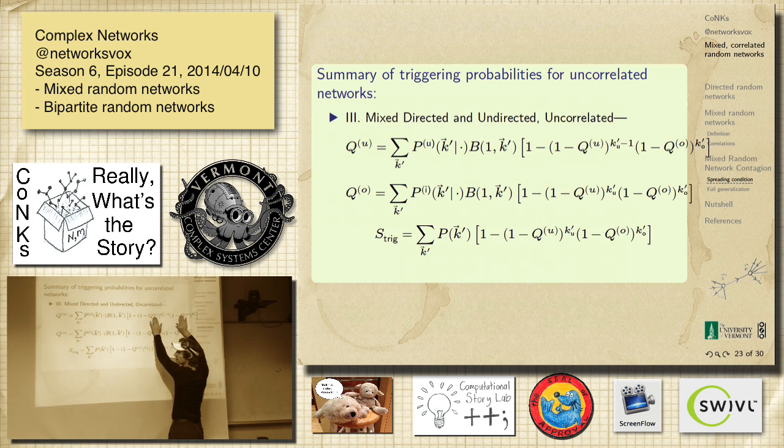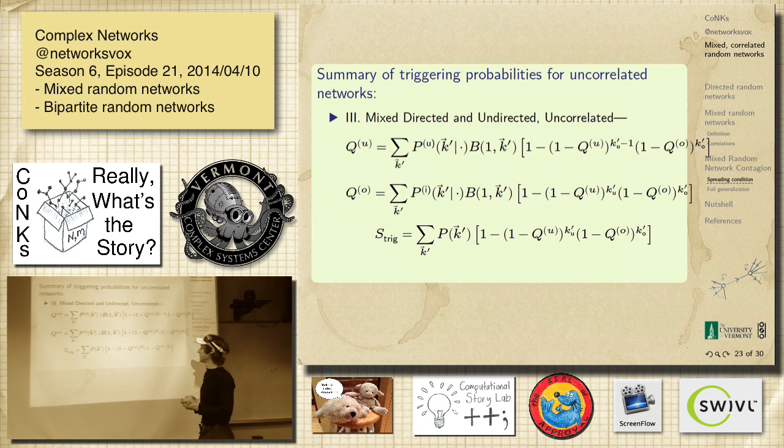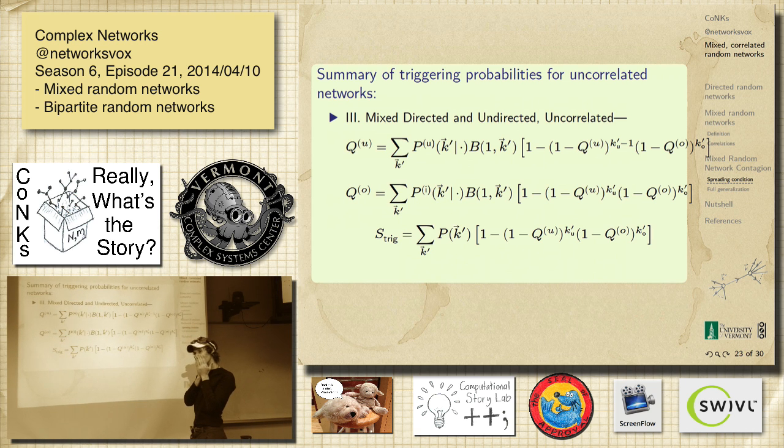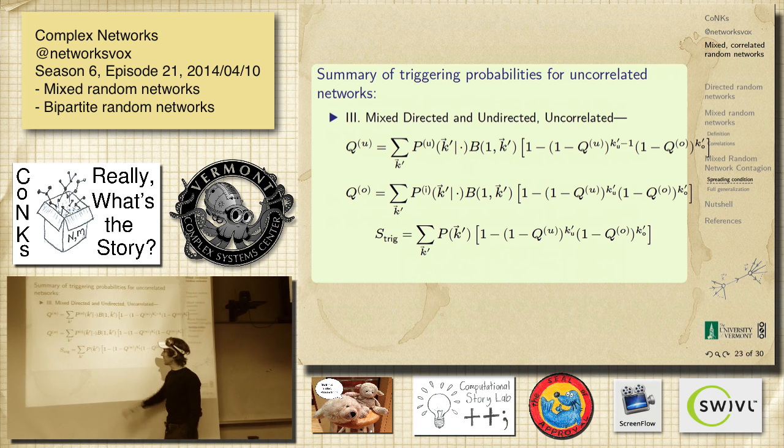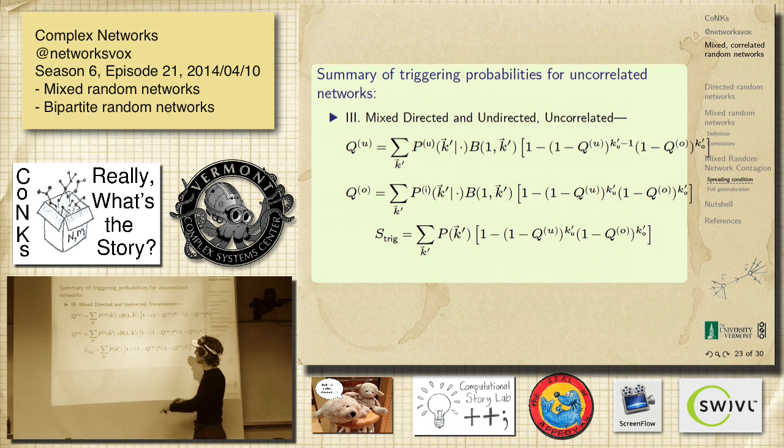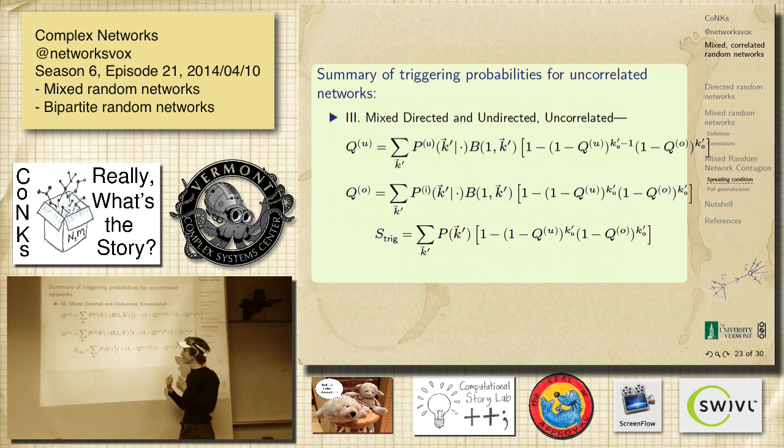But these are different quantities now. Undirected and directed are separated. So that looks the same. Before, it would collapse down to 1 minus Q to the Ku minus 1, or just this piece. And this has the same kind of feel to it, except that it is not a minus 1 anymore. Super exciting. And the triggering probability is a similar kind of thing. You can build it again. You choose a degree K prime node. Then you want everything to fail, which means all of its undirected ones fail, all of its out-directed ones fail, and then 1 minus that gives you the probability that at least one of them succeeded.